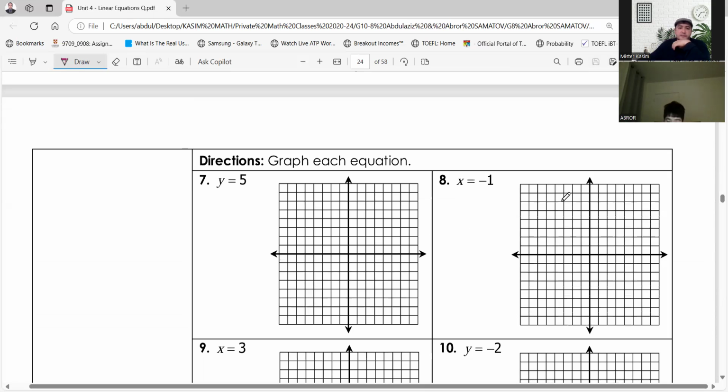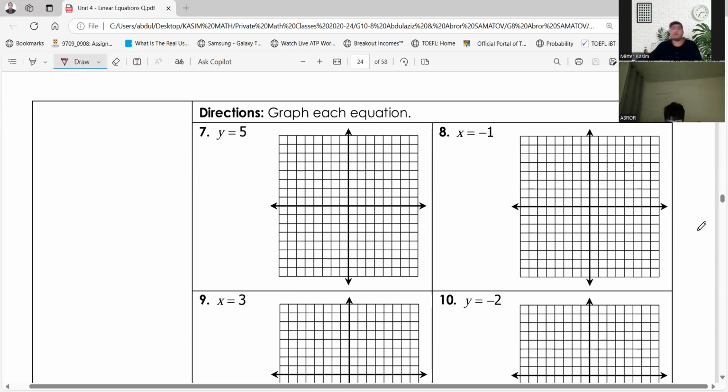All right, let's continue. Graph each equation. Now let's graph. Y equals 5 is a horizontal line or vertical line? Horizontal. Y equals a constant number is a horizontal line, right? You see 1, 2, 3, 4, 5. It is here. So the line will be this. And how about x equals -1? Is it a vertical line or horizontal line? Vertical. It is here. So the line will be this.